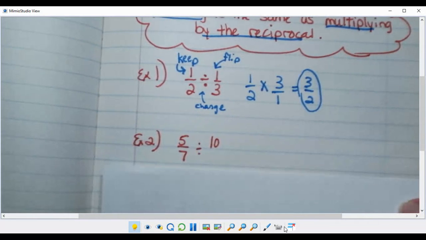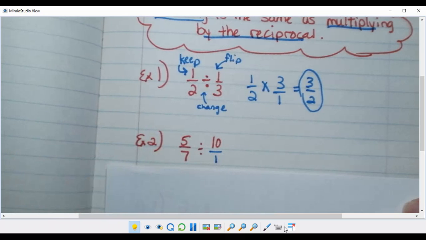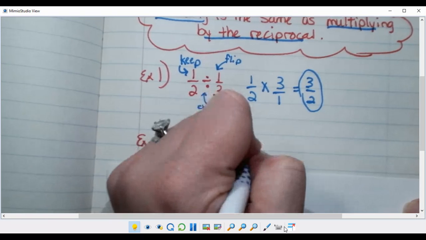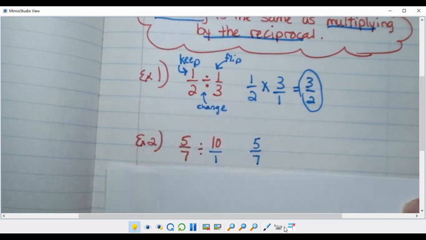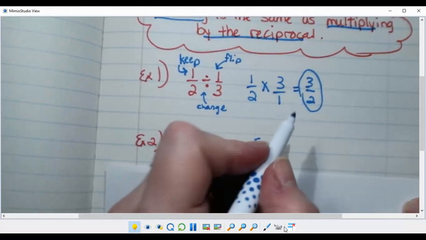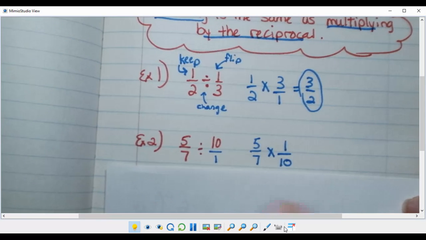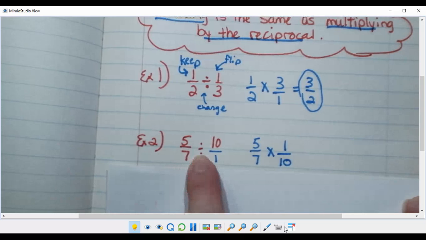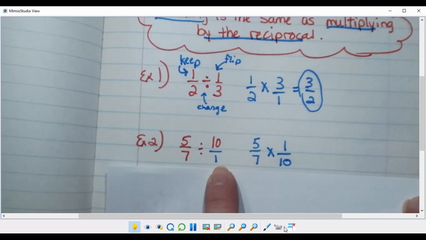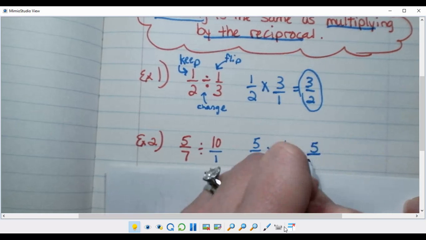Here I have 5/7 divided by 10. Well, it doesn't have a denominator, so let me add one. Okay, now it's 10/1. So I'm going to do the same steps. I'm going to keep the first number exactly as it is. I'm going to change to multiplication, and then I'm going to use the reciprocal on the second number. Keep, change, flip. Then I multiply across. 5 times 1 is 5. 7 times 10 is 70.